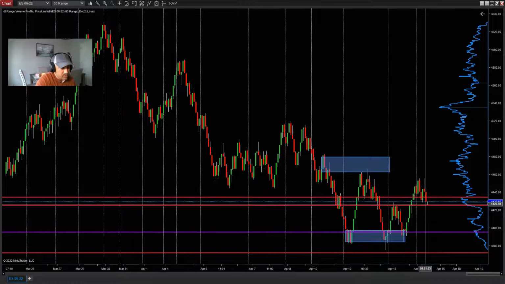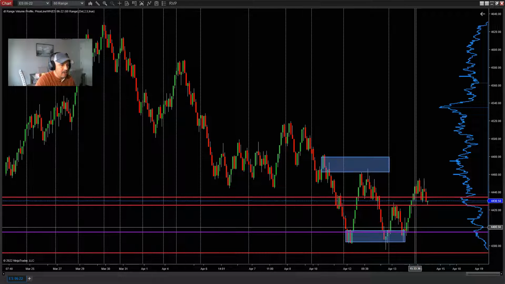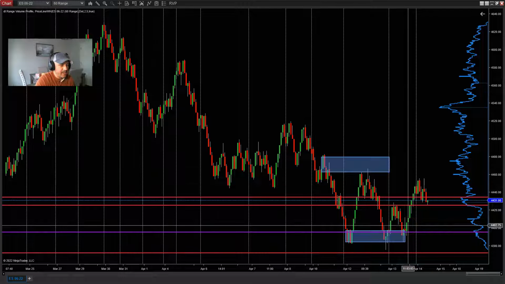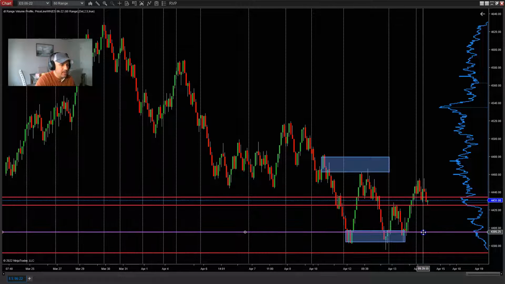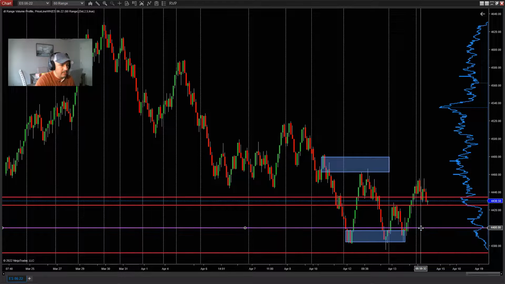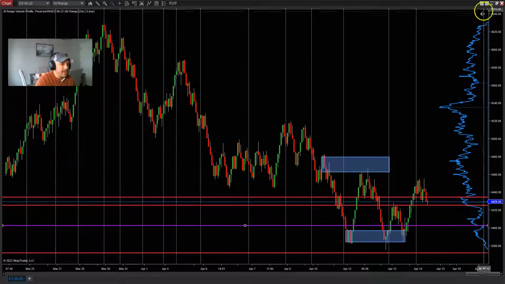Actually, price can bounce where it's at right now. It can reject. But I would like to see it pull back into this area, more so down here in this area down here, okay. This would be more so the area of demand. I'll go ahead and mark that off here with this purple line. Yeah, down in this area down here, okay.